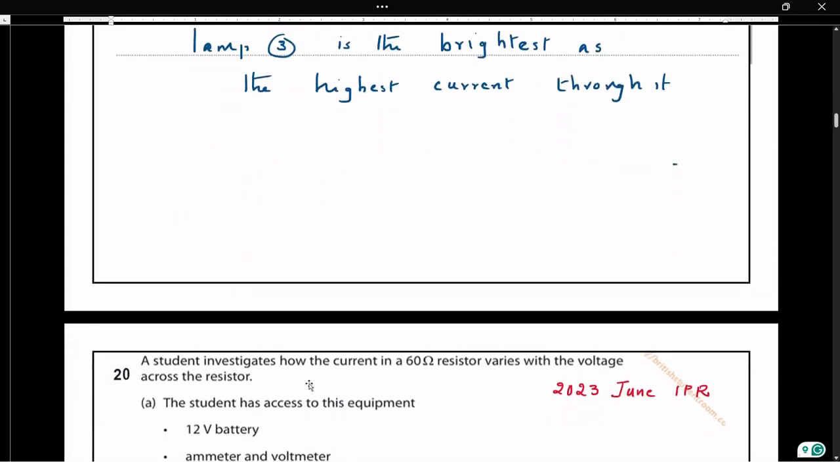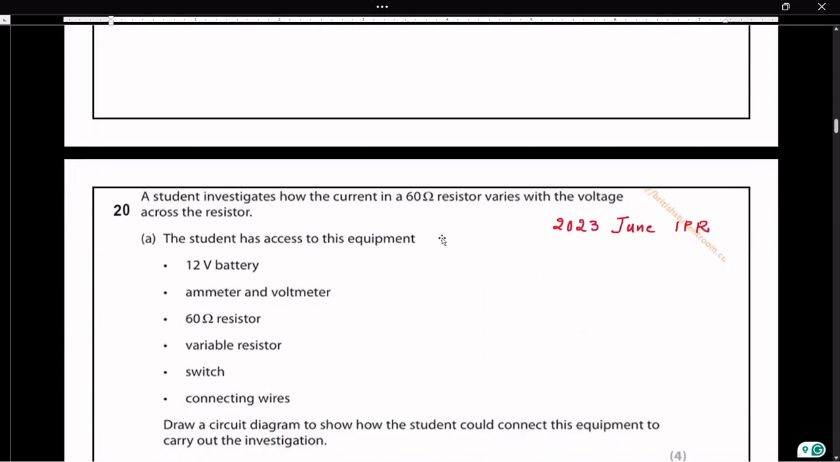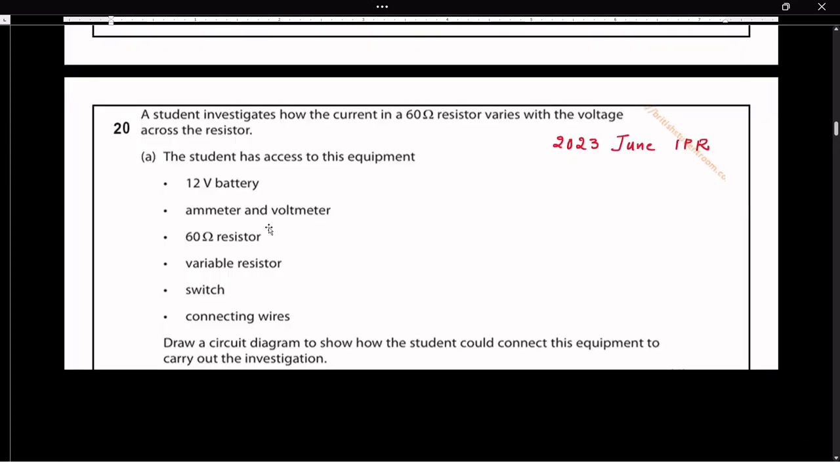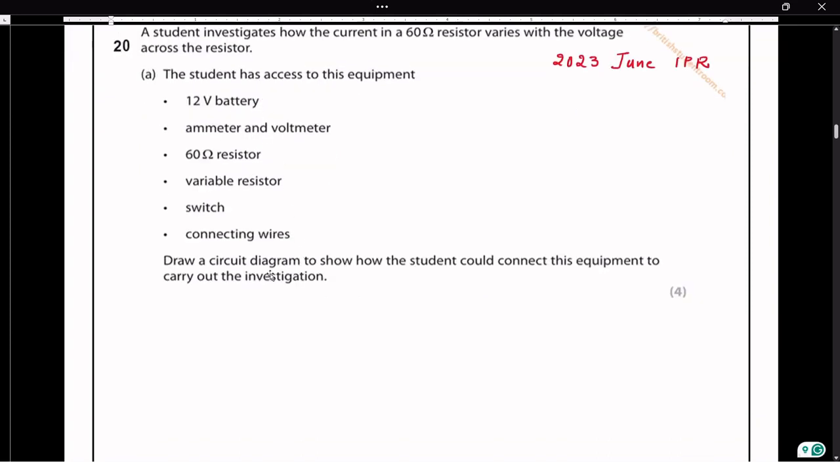Now the next part of the next question is, a student investigates how the current in a 60 ohm resistor varies with the voltage across the resistor. The student is supplied with these components. Draw a circuit diagram. So there is a battery, ammeter, voltmeter.